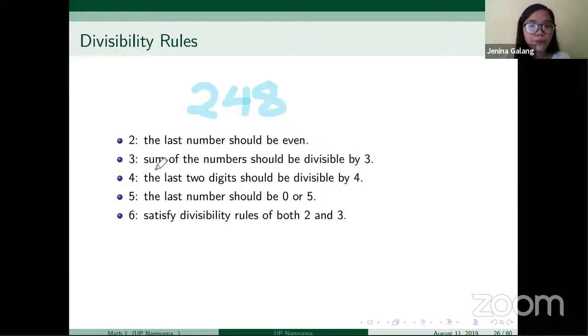Another, for number 3, the number is divisible by 3 if the sum of the digits is divisible by 3. So, for example, itong number natin dito, yung sum ng digits ng number na to is 2 plus 4, which is 6, plus 8, we have 14. Since 14 is not divisible by 3, then this number is not divisible by 3.